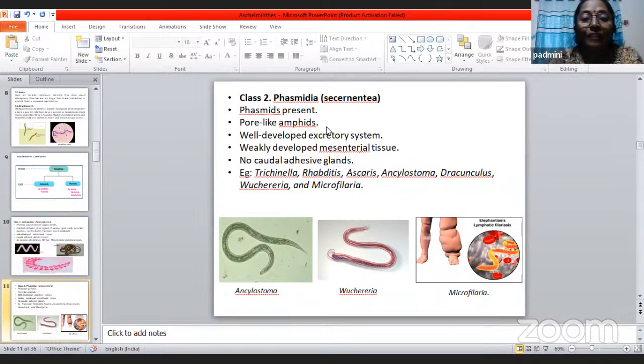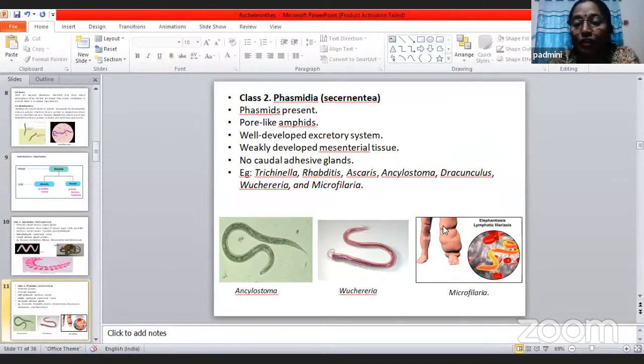So here, if one is developed better, the other one is not well developed. Here, the excretory system is well developed, whereas the mesenterial tissues are not well developed. No caudal adhesive glands, because they have phasmidia, so they don't need caudal adhesive glands. Examples: Trichinella, Rhabditis, Ascaris, Ankylostoma, Dracunculus, Wuchereria, and Microfilaria.